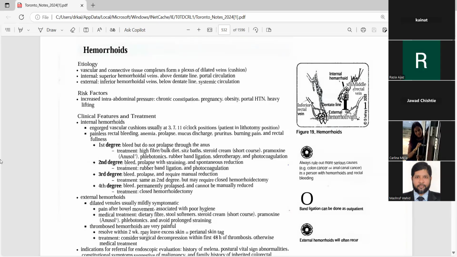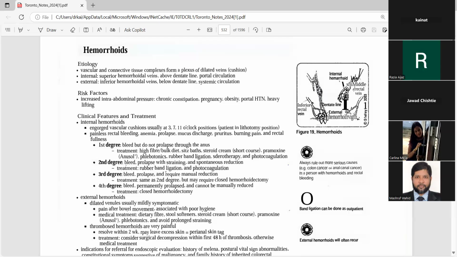But in question wise, you need to know what are the things. You can even do the sclerotherapy, photocoagulation, rubber band ligation. In the second case, prolapse with the straining and spontaneous reduction. So it comes out, but it goes back. Then in that case, although constipation, sitz bath, steroid, you as a family physician are going to say that for sure. But referring to a gastroenterologist, they are going to do the band ligation and photocoagulation.